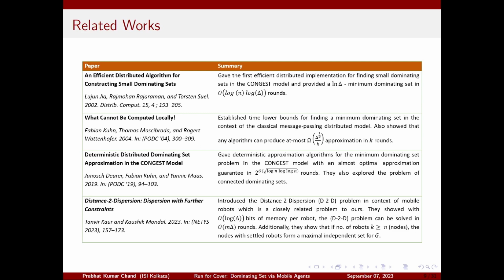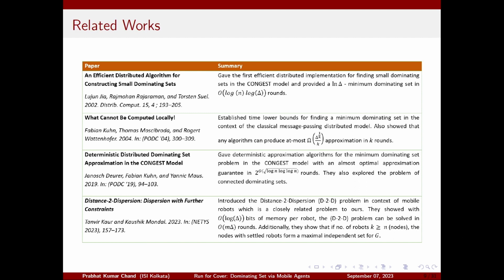Now before explaining our algorithm, let us describe some of the important related works. In the first paper, "An Efficient Distributed Algorithm for Constructing Small Dominating Sets" by Lujun Jia and others, they gave the first efficient distributed implementation for finding small dominating sets in the CONGEST model and provided a ln delta approximation to the minimum dominating set in order of log n log delta rounds, where n is the number of nodes and delta is the maximum degree among the nodes.